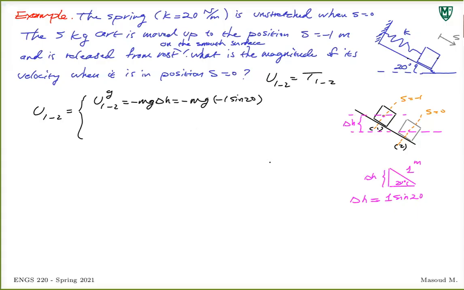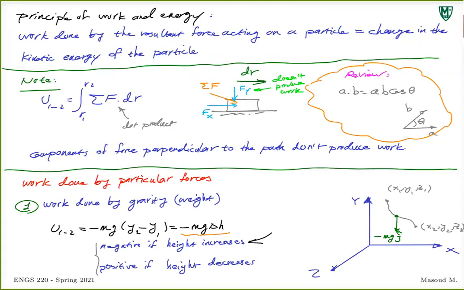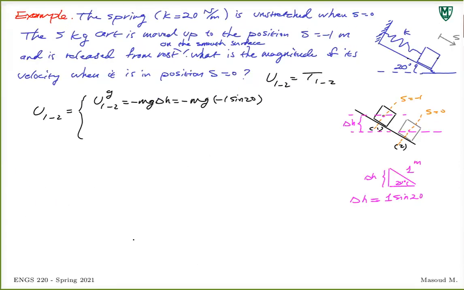This generally becomes positive, and it should be positive. If we go back to here, I said negative if the height increases, positive if the height decreases. Since we're going down, it should be positive. Just double check your final answer there. So that's for gravity. Work done by spring, 1 to 2, I represented that way: minus 1 over 2 k, s2 squared minus s1 squared.